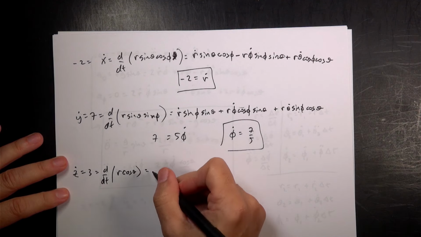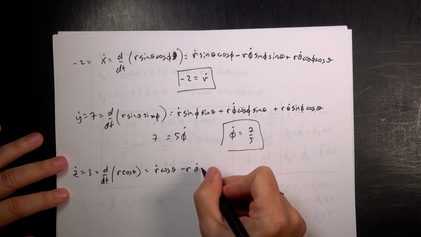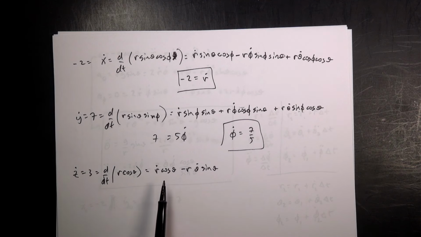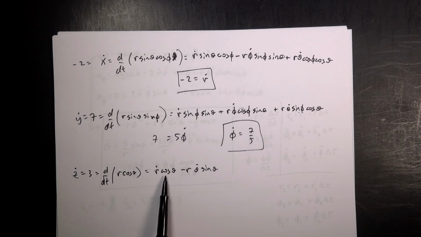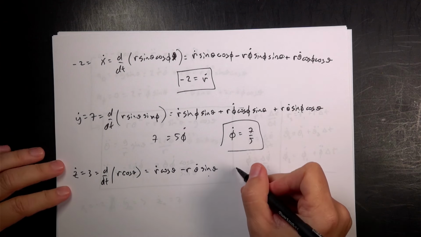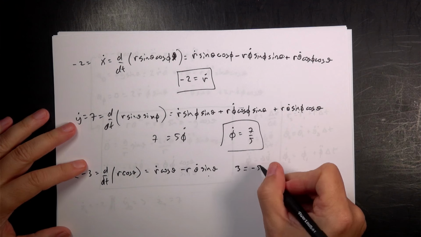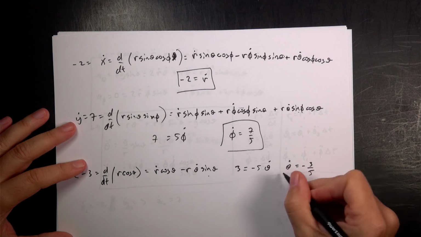And that's going to be equal to r cosine theta minus r theta dot sine theta. If I put in time t equals 0, theta is pi over 2, so this term is 0. This term is 1, and so I get 3 equals -r, which is 5, times theta dot. So theta dot is going to be -3/5.